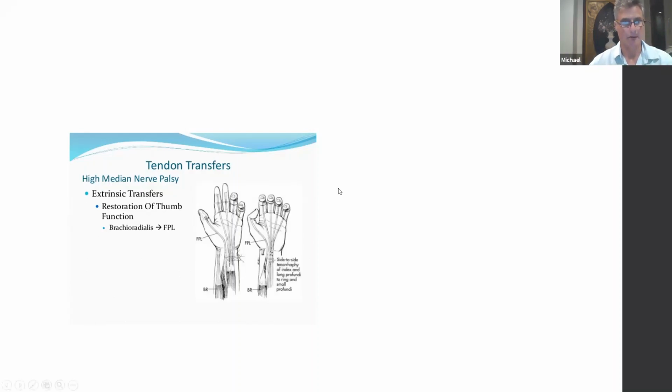Okay, so that's to restore the extra. So that's for high median nerve palsy. The injuries up here, they've lost the FPL and they've lost the FTP, those two FTPs. So you buddy them together.